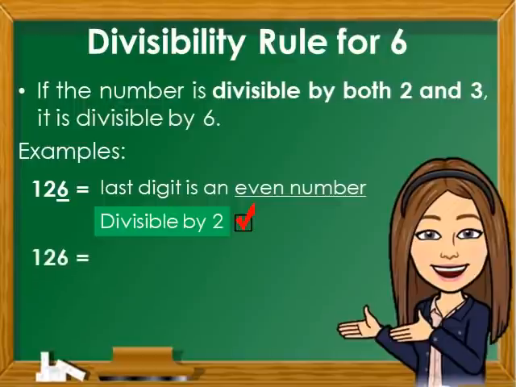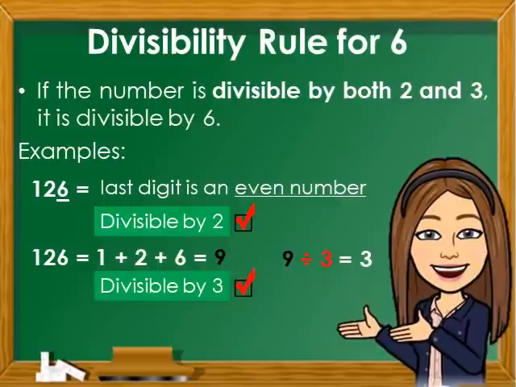Next, let's add the digits of 126. 1 plus 2 plus 6 equals 9. So the sum of the digits is 9. Can 9 be divided by 3 without remainder? Yes, so 126 is divisible by 3. Since 126 is divisible by both 2 and 3, we can say that 126 is divisible by 6.